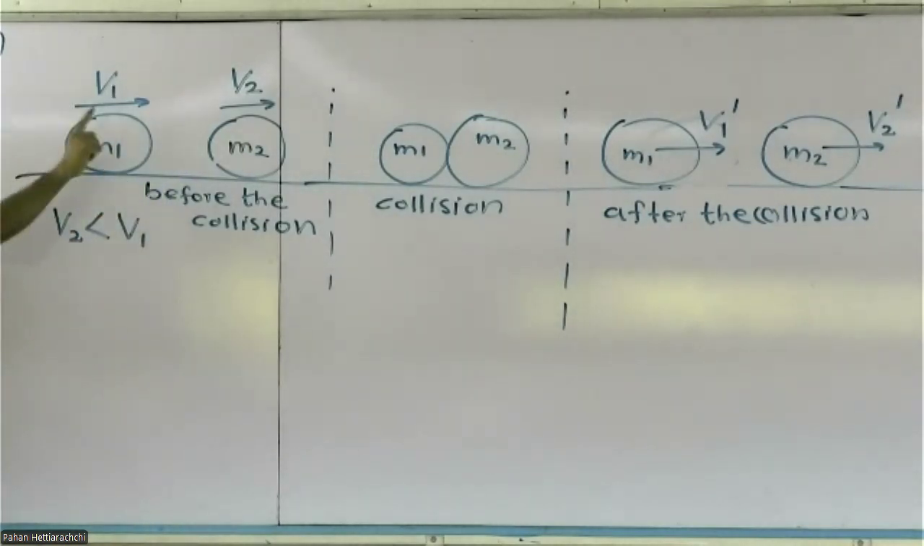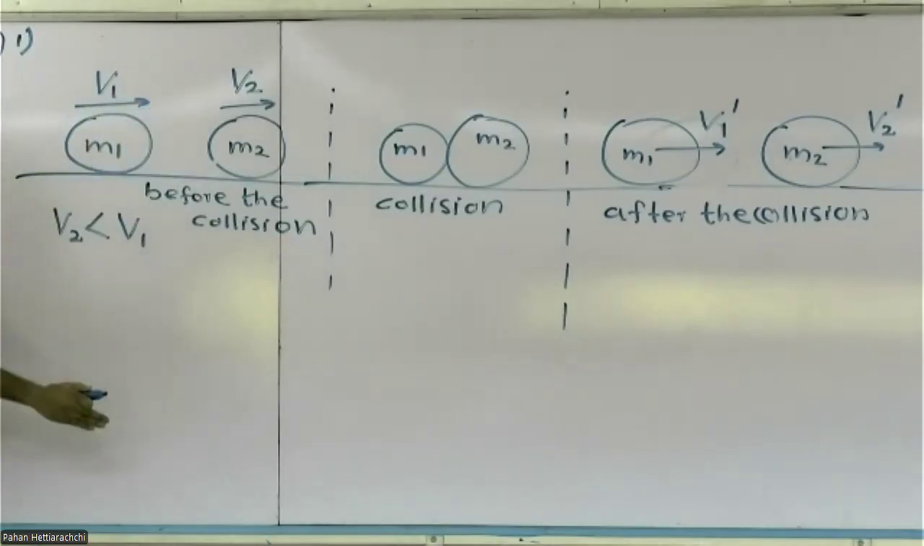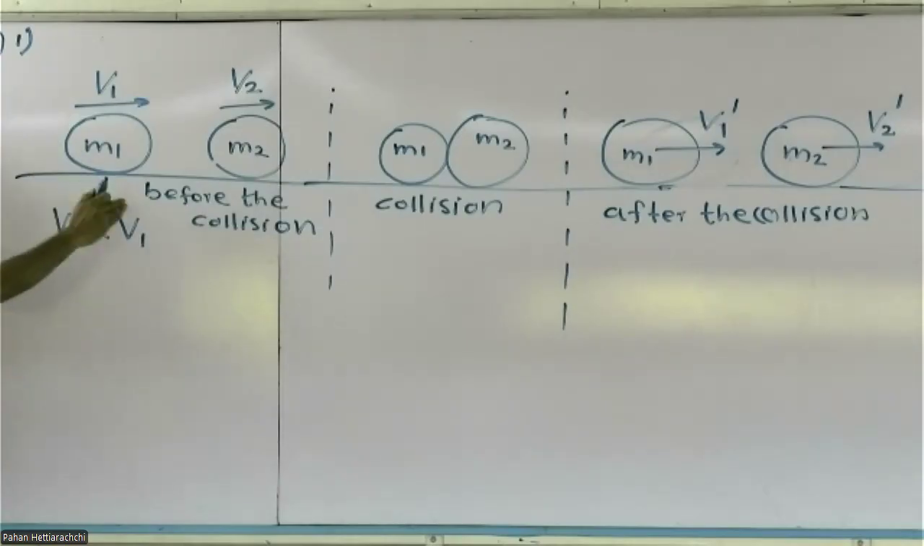Okay, I need you to draw this first. Mark it as example 1, and I want you to draw this system. This is a system of masses. You have two masses which are going to collide, and you have to understand what happens after the collision. I'm going to show you how the scientists have expanded the conservation of momentum to a set of masses. Okay, you have to draw it.